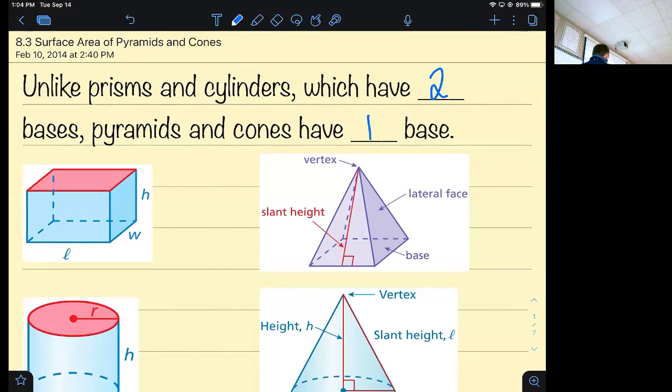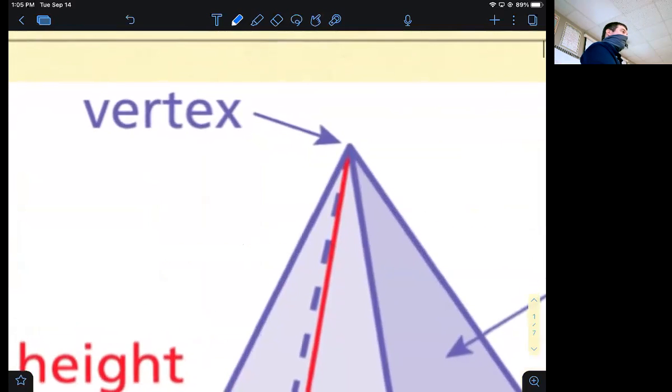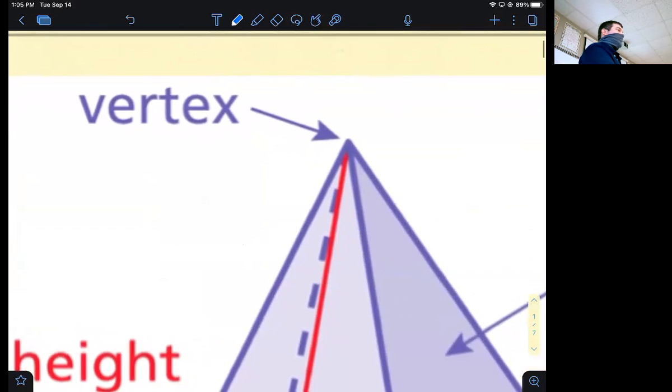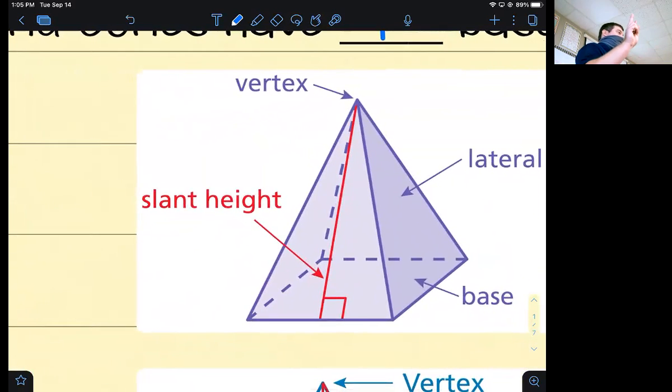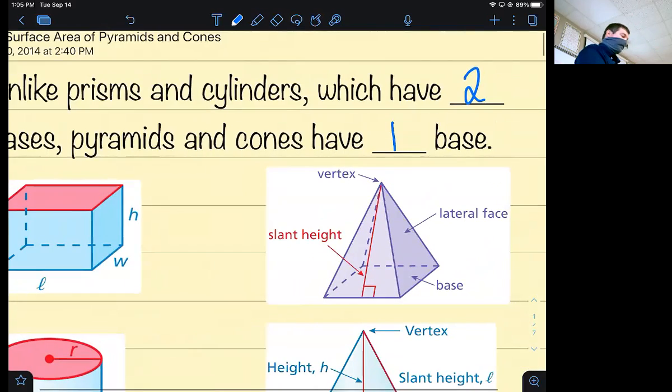So instead of having two bases on a rectangular prism, a rectangular pyramid only has one base. The other base has been replaced by what you call a vertex. A vertex has no area. It's just a point. So I am not going to be finding the area of two bases today. Something else has changed too.